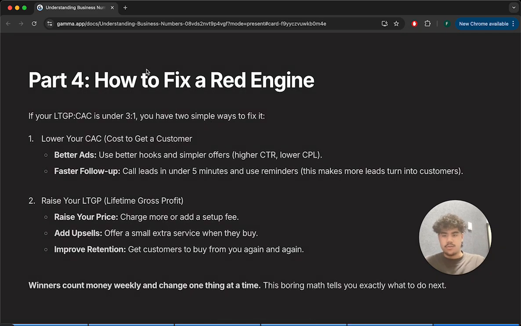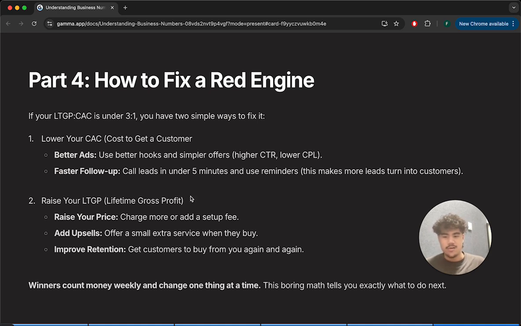Cool. So how to fix a red engine. If your LTGP to CAC is under 3 to 1, then you have two simple ways to fix it. We want to lower your CAC, which is the cost to get a new customer, with better ads, better hooks and simpler offers, which means higher click-through rate and lower cost per lead. And faster follow-up, which means we want to call leads in under 5 minutes. Use reminders if you're doing quoting or bookings, which makes leads turn into customers.